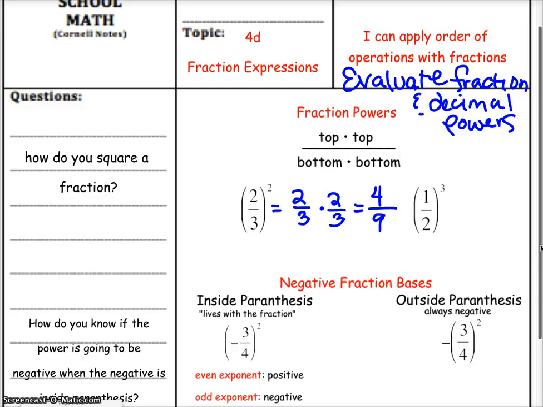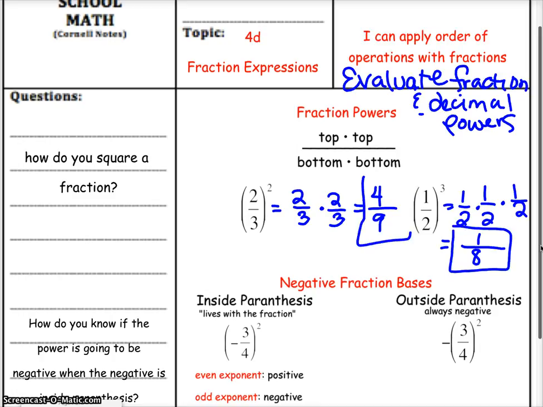1/2 cubed means I'm going to go 1/2 times 1/2 times 1/2. Top times top times top over bottom times bottom times bottom. So that's going to be 1 over 2 times 2 is 4 times 2 is 8. 1/8. Fraction powers, just keep multiplying.